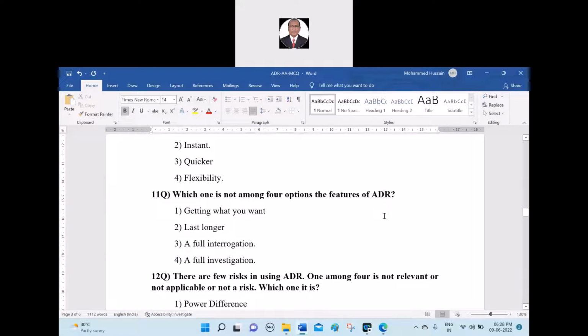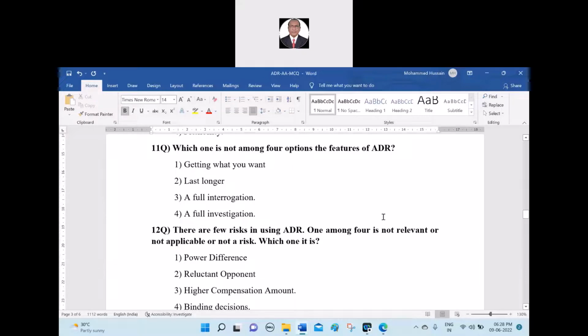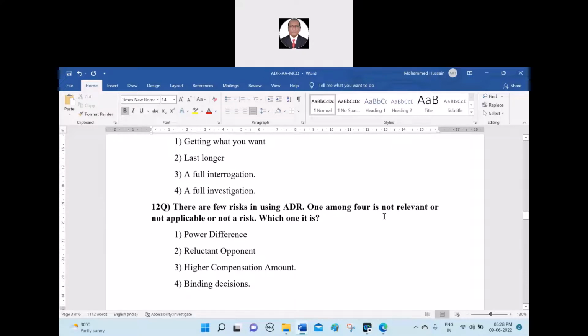12th question. There are few risks in using ADR. I repeat, there are few risks in using ADR. One among four is not relevant or not applicable or not a risk. Means three are risks, one is not countable to the risk of ADR. Which one is it? Number one, power difference. Number two, reluctant opponent. Number three, higher compensation amount. Number four, binding decisions.